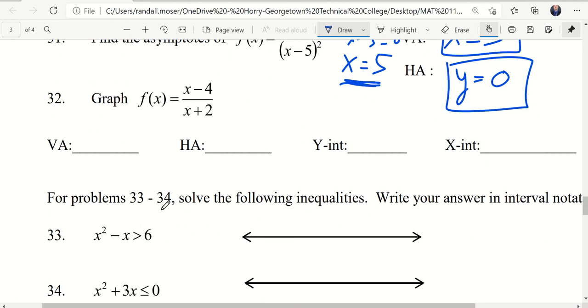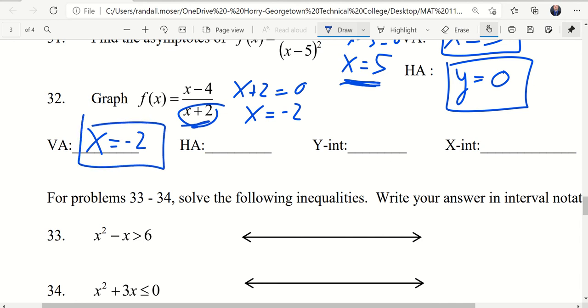Let's take a look at number 32. We actually want to graph this thing, but first let's find these key points. To find the vertical asymptote, we set the bottom equal to 0 and solve. We should get x equals negative 2. So the vertical asymptote is x equals negative 2. And notice, I can just visually check this. That value of x will not make that numerator also equal to 0. So it is a true vertical asymptote.